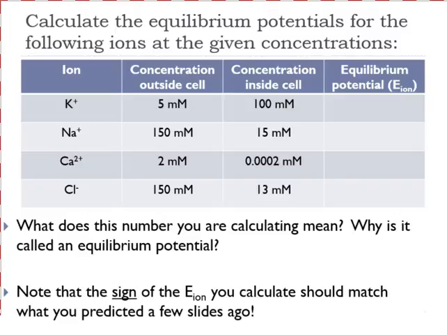What'd you get for sodium? Sodium's set up the same way, just with different concentrations. It'd be 150 over 15. So what'd you get for sodium? Yeah, it actually works out. It's log of 10, so you get 1. So it's plus 61, I'll say 0.5 millivolts. That works. Calcium.